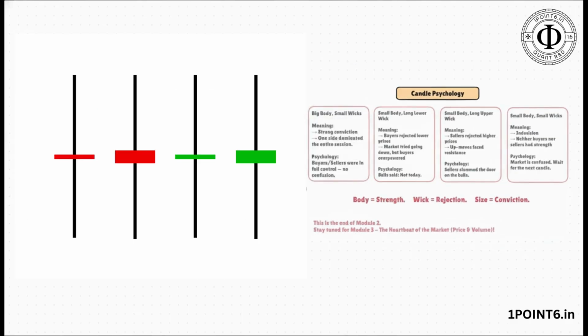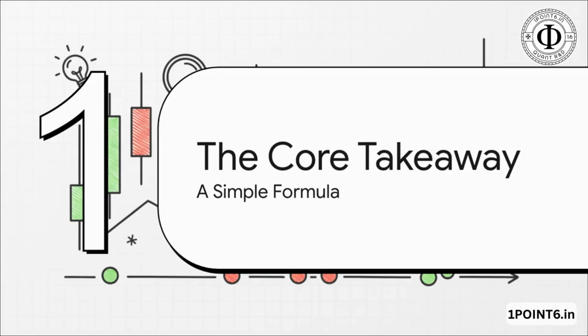And what about this little guy? A tiny body with small wicks. This is a total stalemate. Neither side could gain any ground. The psychology here is pure, uncut indecision. The market is just confused, waiting for a clear winner to emerge. You see, you don't need to memorize dozens of patterns if you can just read the story.